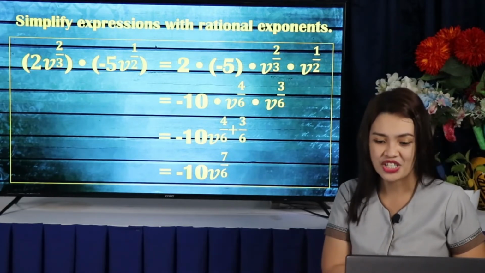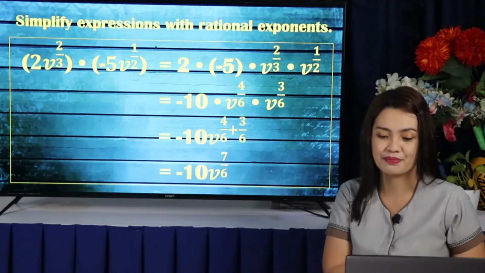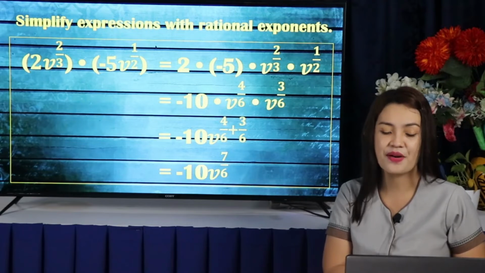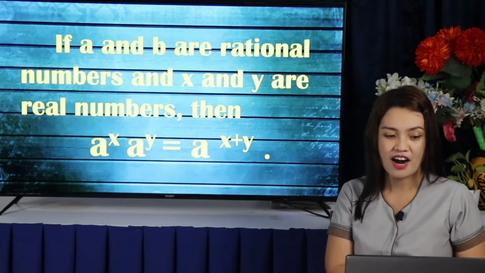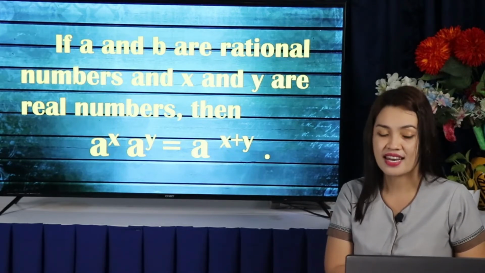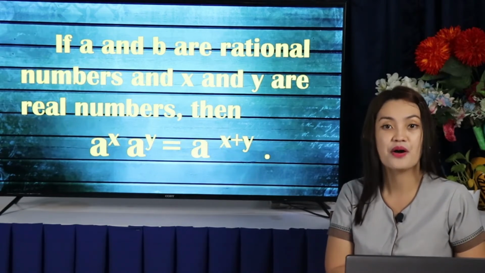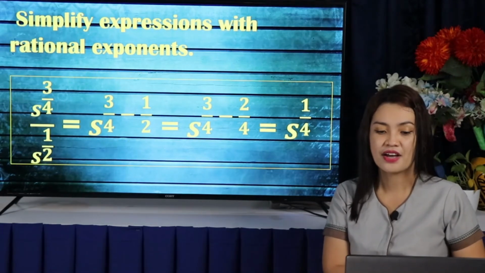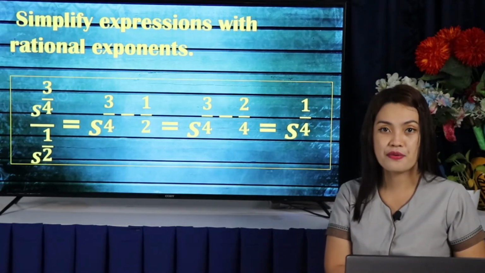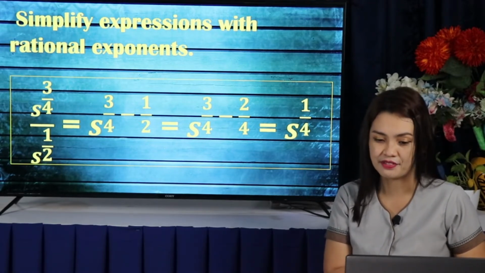Again, always check if the resulting exponent can be reduced to lowest term. 7/6 is already in its lowest term. Remember, if a and b are rational numbers and x and y are real numbers, then a raised to x, a raised to y equals a raised to x plus y. Example number 3. S raised to the power of 3/4 divided by s raised to the power of 1/2.